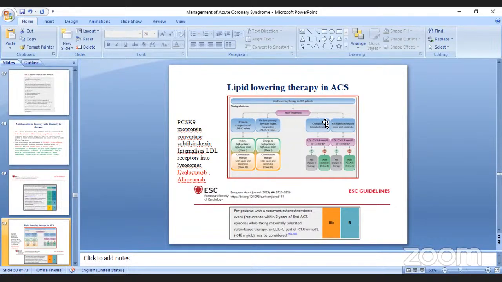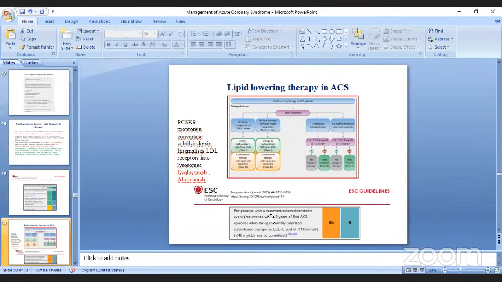In case they were already on highest tolerated statin dose, then you have to check the LDL levels. If the LDL levels are less than 55, then there is no need for any change in therapy. In case they are more than 55 milligram per deciliter, then you have to add an ezetimibe. If they are on the highest tolerated dose of statins and ezetimibe, then if the LDL is less than 55 milligram per deciliter, there is no need for change in therapy. In case it is more than 55 milligram per deciliter, then we have to consider a PCSK9 drug, which is a proprotein convertase subtilisin kexin inhibitor type 9 drug, which internalizes the LDL receptors into the lysosomes.